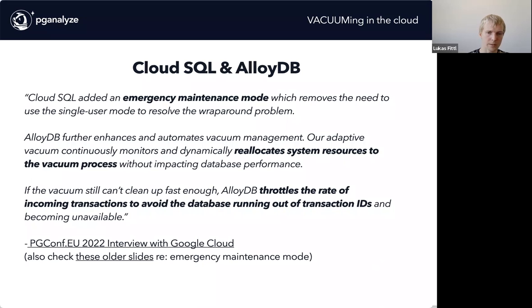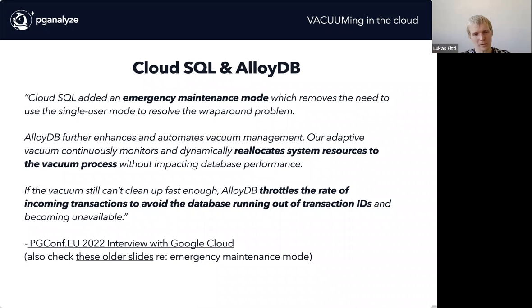Now, AlloyDB is a lot more complicated here, and sadly also not documented yet from what I found. They make modifications to Autovacuum where they reallocate more resources to it, saying Autovacuum is clearly not doing enough work and needs more resources. What they also do, and I think this is the net new thing I've seen here, is throttle how many incoming transactions you can make when you run out of transaction IDs.